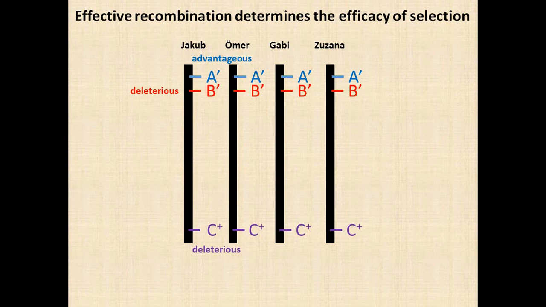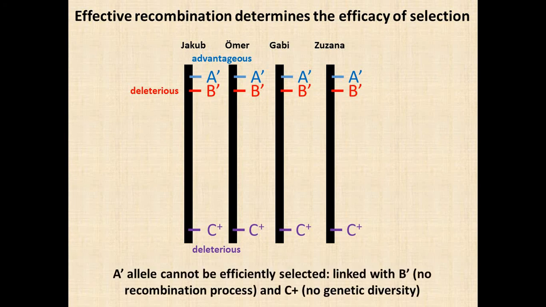Here, selection will have problems to act, simply again because there is no effective recombination. It means that they will never be able to remove the deleterious alleles B prime and C prime without removing A prime, which is advantageous, and vice versa. There will never be the possibility of selecting A prime individually and getting rid of the deleterious alleles B prime and C prime. So basically that means that with low effective recombination, you're going to have low efficacy of selection, and you will have deleterious alleles that are always selected with the advantageous allele. And that's more or less what I said here.